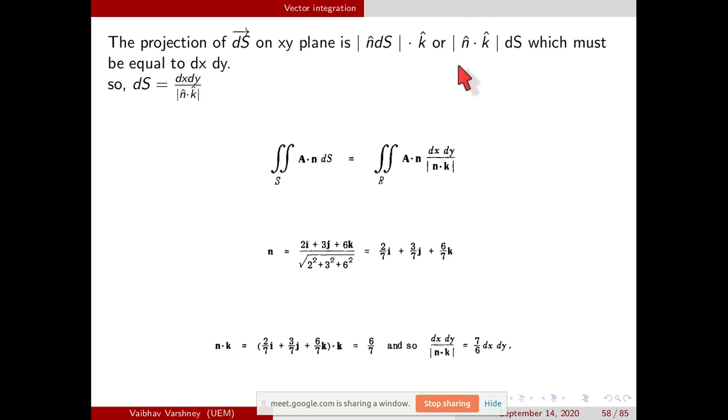So this n cap dot k cap into ds must be equal to dx dy, and if you put it equal, then we can calculate ds is equal to dx dy upon n cap dot k cap. Any problem in this?